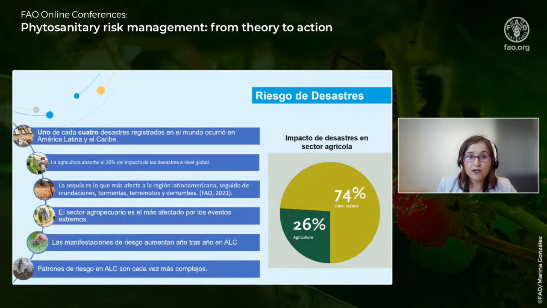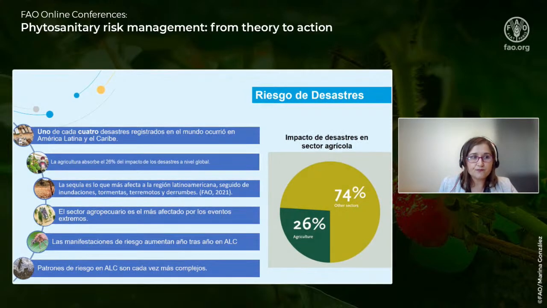Now, over the last three decades, we have seen an increase in the number of events, as well as increased frequency and impact. Risks also increase on a yearly basis, practically throughout the entire region, and the figures of individuals affected are also quickly growing. Globally, the agricultural sector absorbs 26% of the impact of disasters, and this sector, our sector, is also the one most affected by extreme events in Latin America and the Caribbean. We have seen that disaster patterns are increasingly more complex.